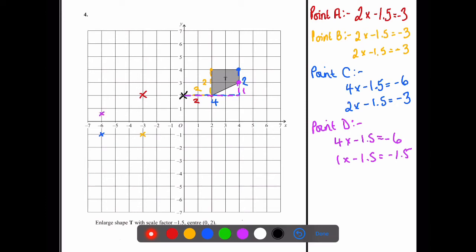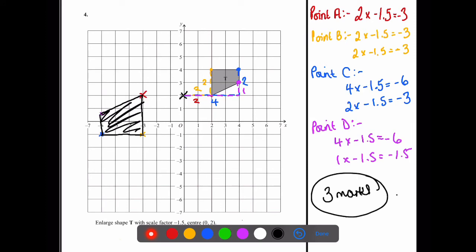And then all we need to do is link everything together. And you're done. Giving you 3 marks. Now, it might seem long-winded, but the quicker you get at this, you will find it really easy. And you'll be able to complete these questions really quickly.